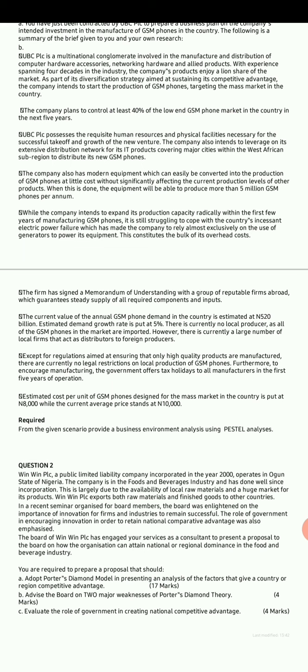While the company intends to expand its production capacity radically within the first few years of manufacturing GSM phone, it is still struggling to cope with the country's incessant electric power failure, which has made the company rely almost exclusively on the use of generators to power its equipment. Now this factor is a threat to the organization.